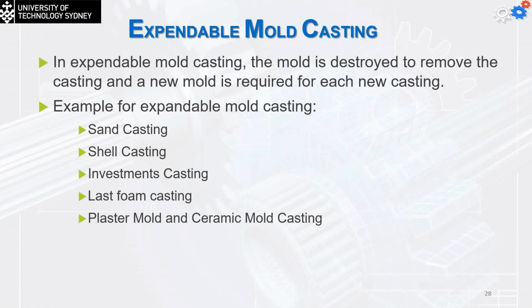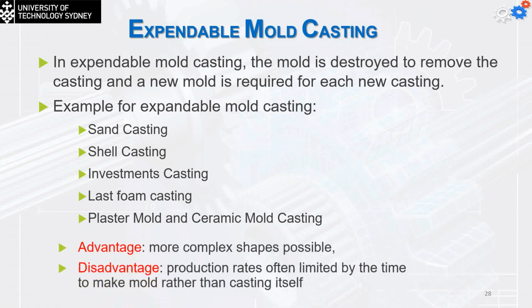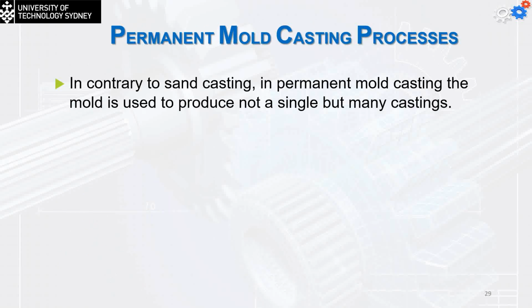Examples for that are sand casting, shell casting, investment casting, and lost foam casting. And also we can use the plaster mold and the ceramic mold casting. The advantage is that more complex shapes can be made with expandable mold casting. The disadvantage is that the production rate is often limited by the time to make the mold rather than the casting itself.